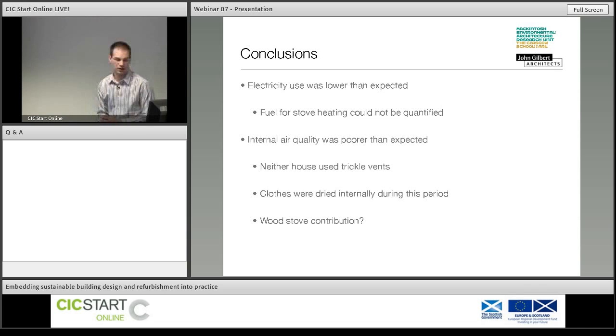Right, energy use was lower than expected. The stove couldn't be quantified. The internal air quality was poorer than expected. One of the things that came out of the questionnaires was that neither house used the trickle ventilation. There was also clothes that were dried internally during this time, contributing to the relative humidity. And also, as I say, we're wondering about whether there's any contribution from the stove in any way at all.